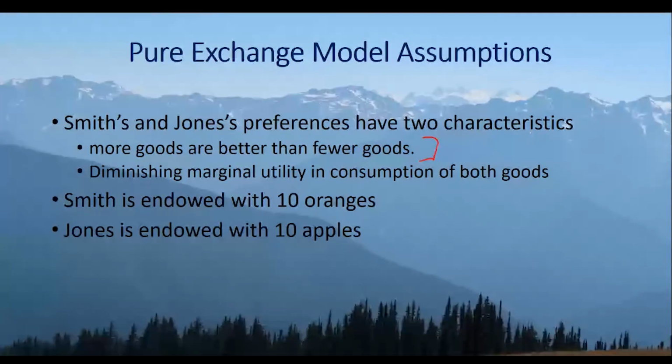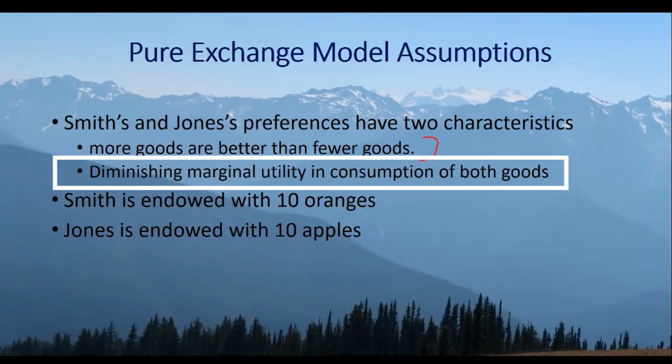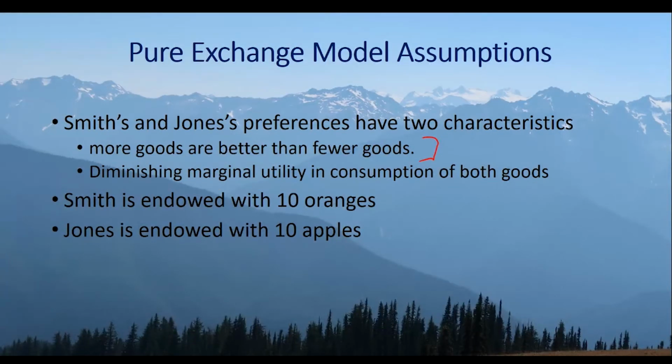We're going to assume that there's diminishing marginal utility in consumption of both goods. So consumption, we might say, exhibits diminishing marginal utility. All right, let me explain what that means. Actually, before I do that, let me go on with the last two assumptions, which are easy.